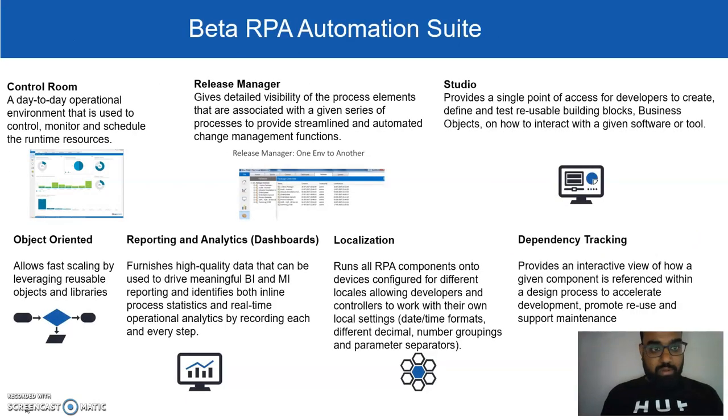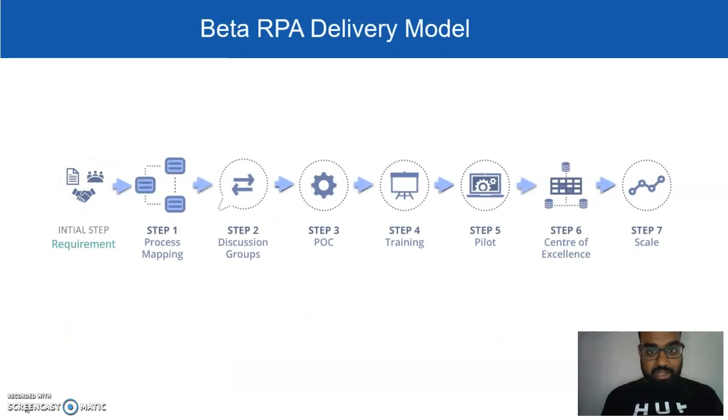Again, more on the automation suite and how it works. First we have the control room, then visibility of the processes associated with the series. Then we have a studio where you can see all the single point access. Then we have the object-oriented design, which scales each and every process of the automation fast. Then we have the reporting and analytics part, localization, and tracking of everything.